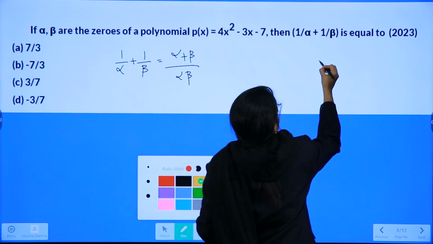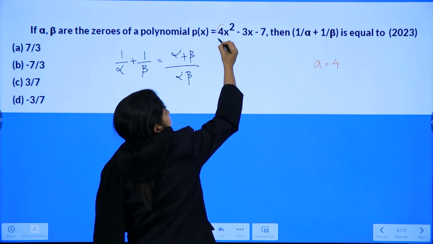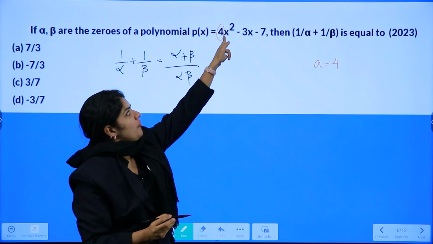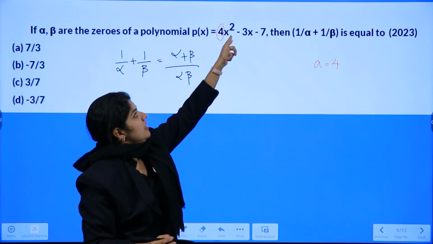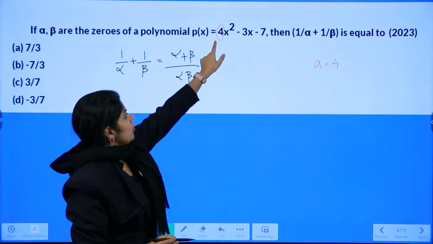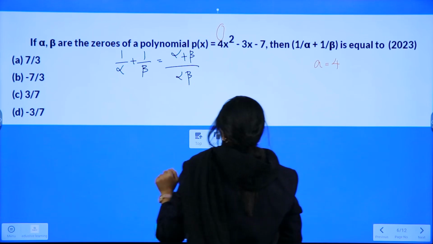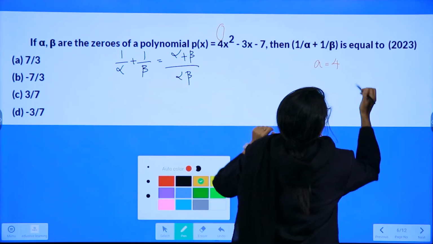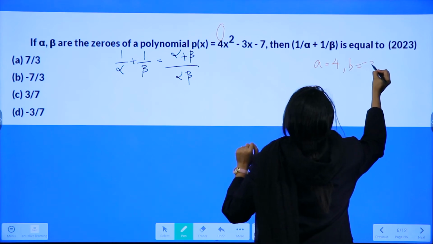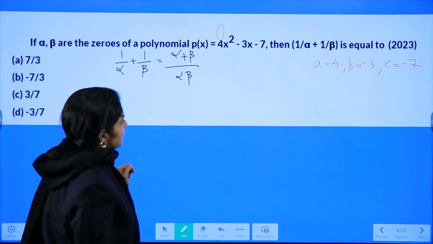Okay, so a is equal to 4. A means the coefficient of x square. Coefficient means the number which comes just before this x square. That is the coefficient. So the coefficient of x square is 4, and the b value is the coefficient of x, which is minus 3, and the c value is the constant, which is minus 7.